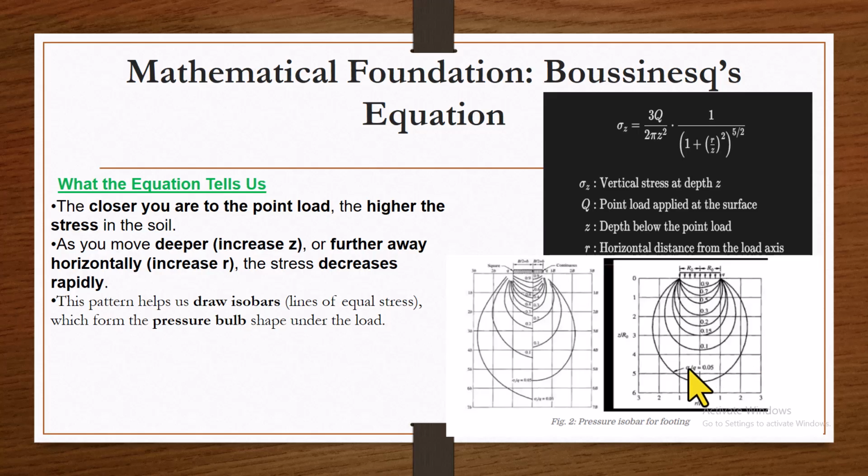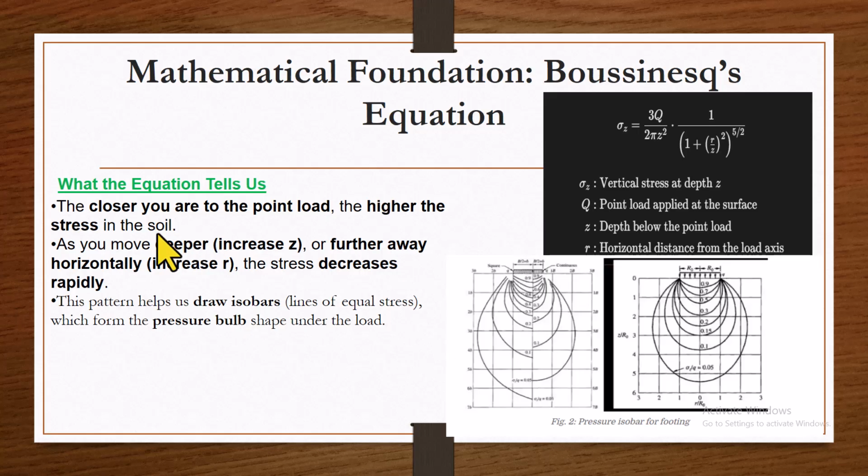As you can see, these pressure isobars were obtained using this equation. And what does this equation tell us? From the equation, you see that the stress is not directly, but inversely proportional to the depth. So the deeper you go, the stress will decrease. And the closer you are to the point load, the higher the stress in the soil.